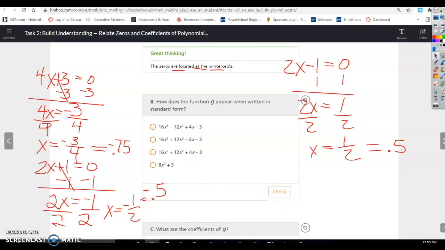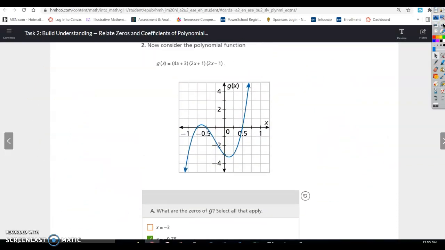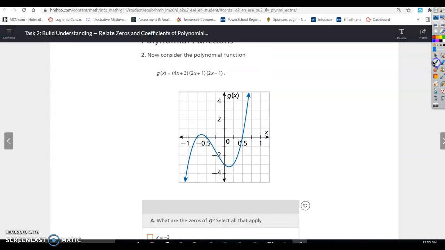All right, how does the function g appear when written in standard form? So let's go back to our factors. We've got 4x plus 3, we've got 2x plus 1, and we've got 2x minus 1. Since I noticed that these are a difference of squares, I'm going to start by multiplying these first. So I'm just going to bring this one down. You can multiply these in any order you want.